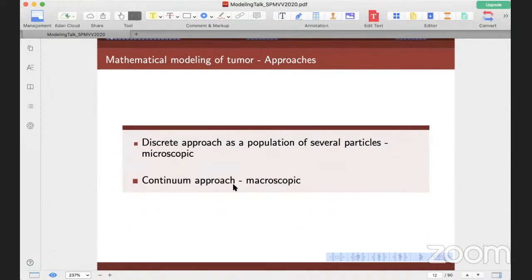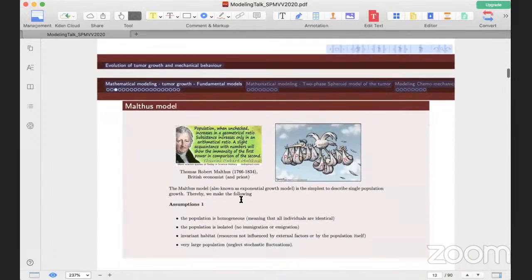There are two approaches. One is the discrete approach. When I say discrete approach, it is like an individual cell population, whereas the continuum approach is on the global scale, large scale, macroscopic. It's not discrete. We will see the complete tumor structure as a continuum. That means it's a large scale, one entity. So there is a difference between this approach and that approach. What is that? You will see very soon.